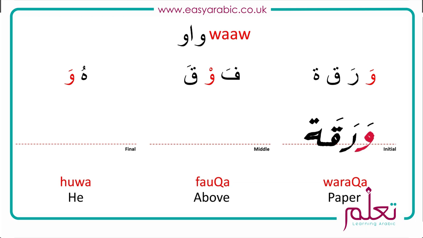Then we have Fawqa, which is above. So that's Fa. Then we have the Waw. And then we have the Qaf. That's Fawqa, which is above. So finally we've got Huwa, which is Ha. And then Waw. That's Huwa.